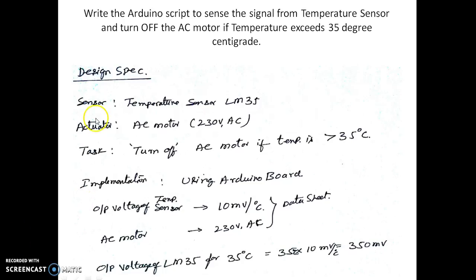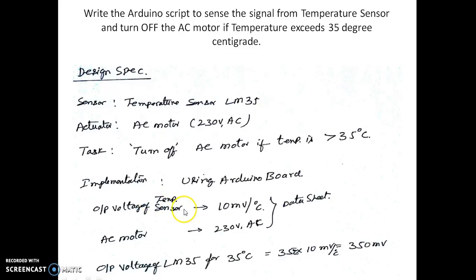As we know, in the specification, the sensor is a temperature sensor, which is LM35. The actuator is an AC motor which runs with a 230-volt AC signal. The task is to turn off the AC motor if the temperature is greater than 35 degrees centigrade. The implementation is done using the Arduino board.